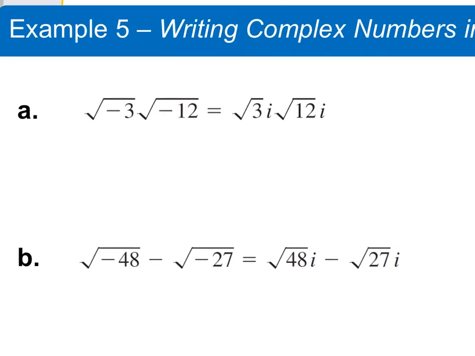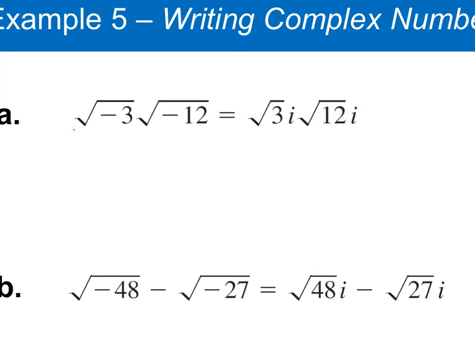So looking at the next slide, here it tells us that if we have the square root of negative 3, it becomes the square root of 3 times i, which I like to put in front, so I would say it would be i times square root 3. Same thing with the square root of negative 12. They just take out the i, so they have i times the square root of 12.